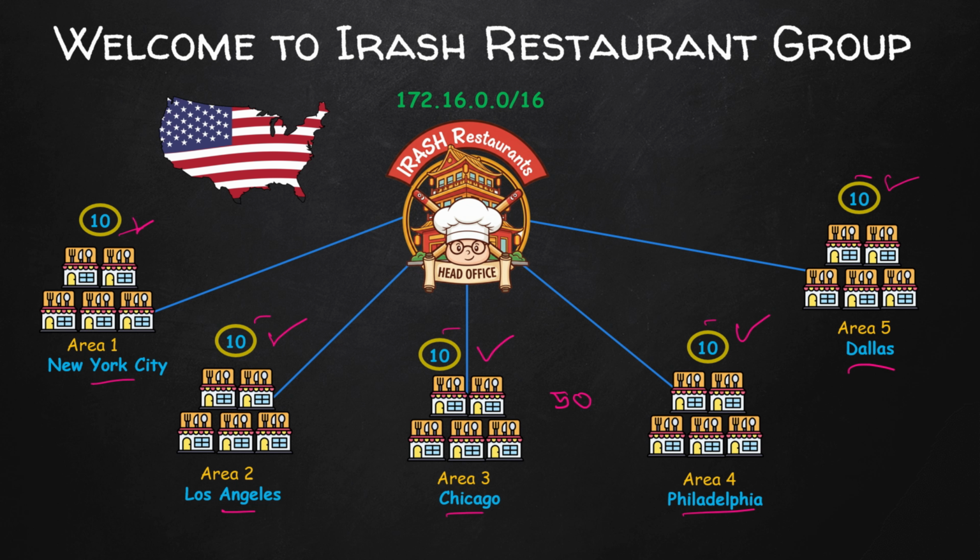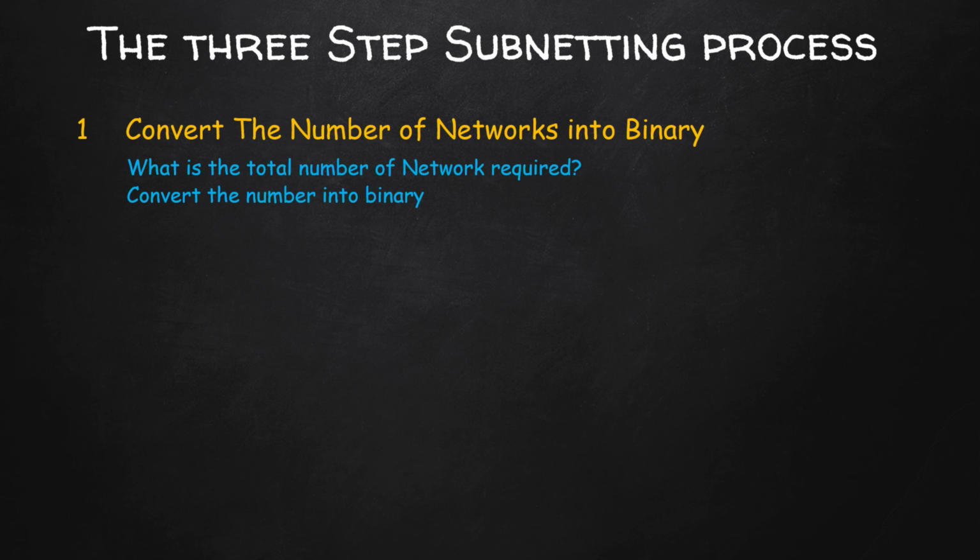That means we need 50 networks. For each branch we need one network. So we need 50 networks, so the number of requirements we need here is 50. Now let's go back to the subnetting process. What is the answer we got? The total number of networks required is 50.